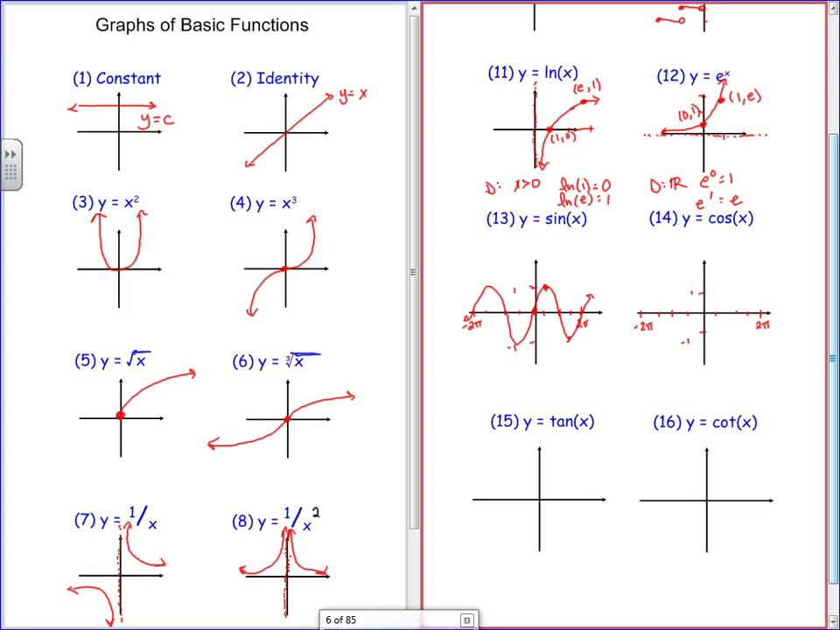Cosine, what's different? He starts at the top, since cosine of 0 is 1. If we shift a cosine, he'll look like a sine, and if we shift a sine, he'll look like a cosine.